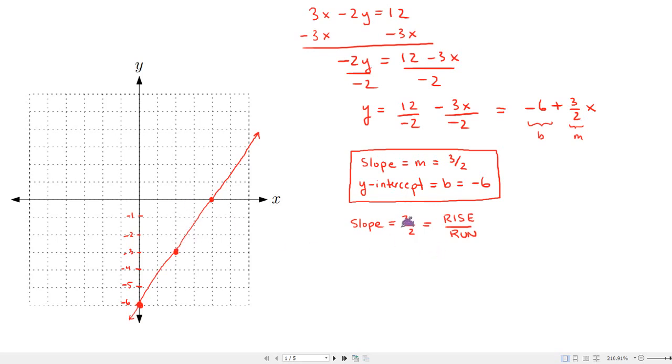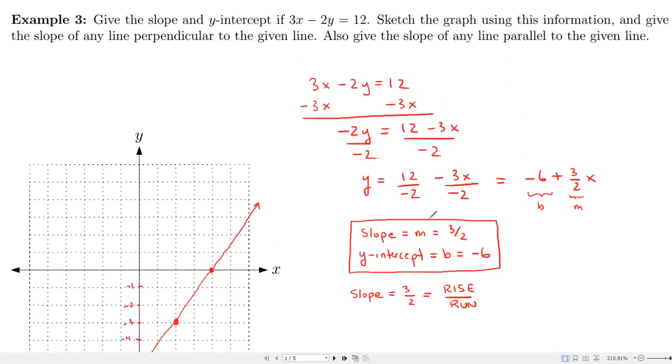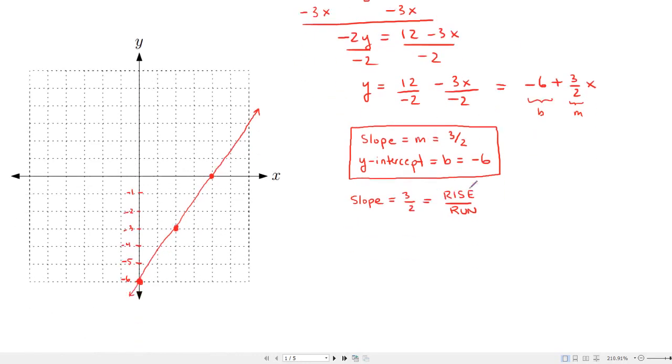Okay, what else are we asked to do? We were asked to sketch the graph using that information, so we just did, and give the slope of any line perpendicular to that given line, and also the slope of any line parallel.